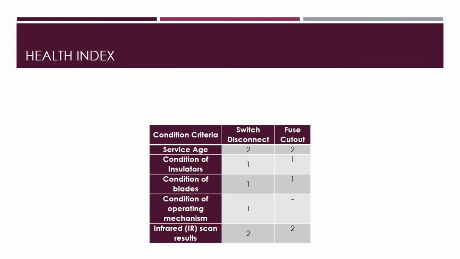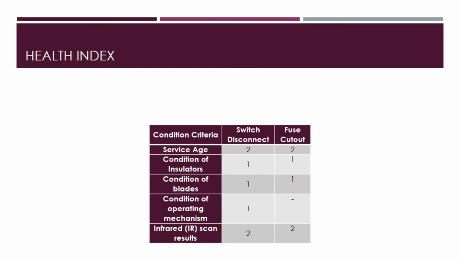So now let us go over the health index weights of these categories. In this case, we will rate the service age and the IR test 2 times higher than the rest of the conditions. So for the service age and the IR test, we're going to give a weight of 2 for both. And then for the condition of insulators, condition of blades, and condition of operating mechanisms, we will all assign the weight of 1.